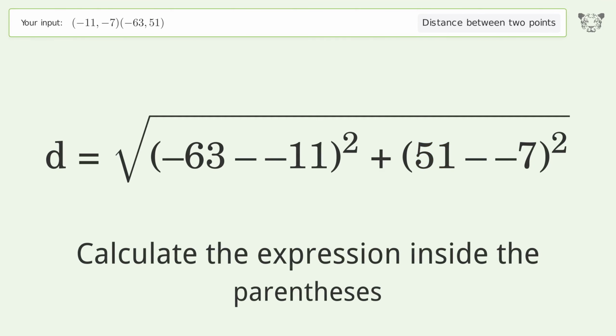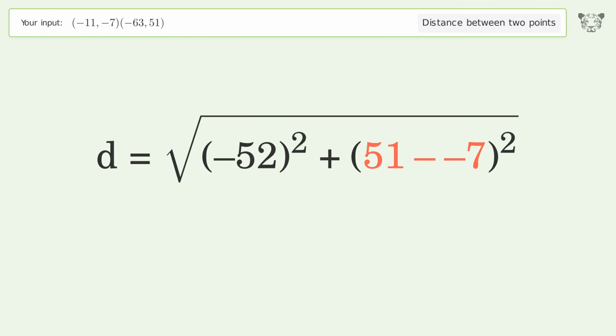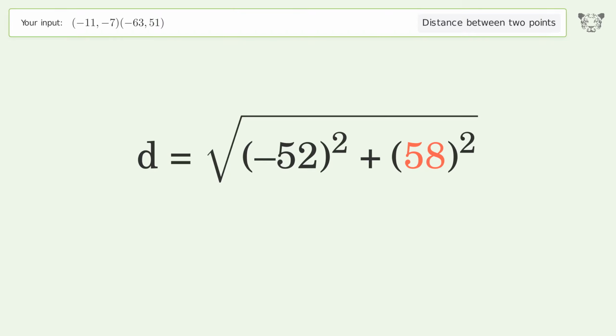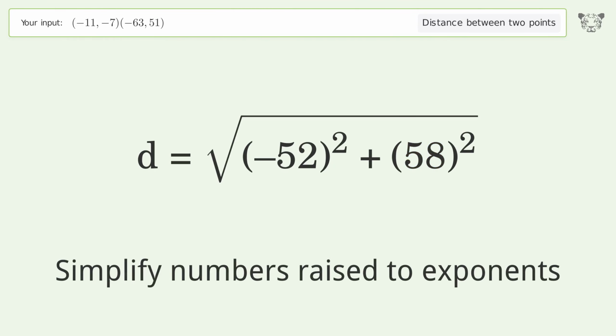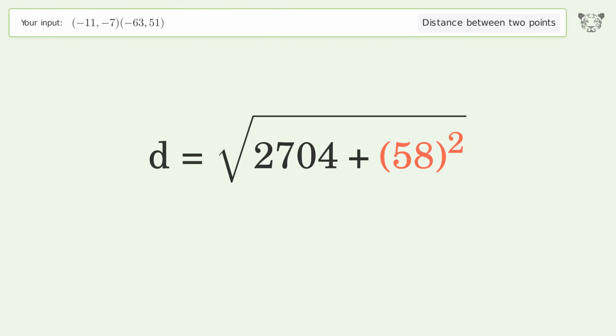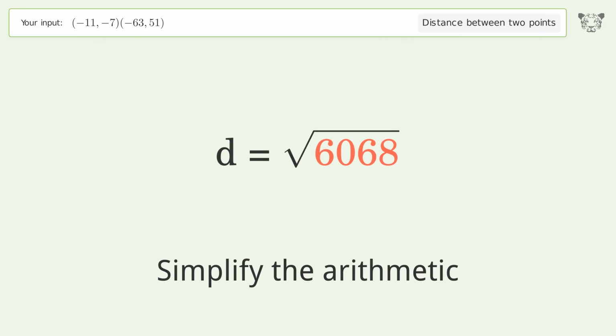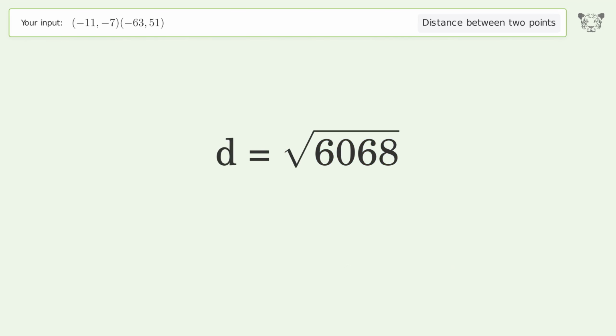Calculate the expression inside the parentheses. Simplify numbers raised to exponents. Simplify the arithmetic. And so the distance between the 2 points is the square root of 6,068, or 77.897.